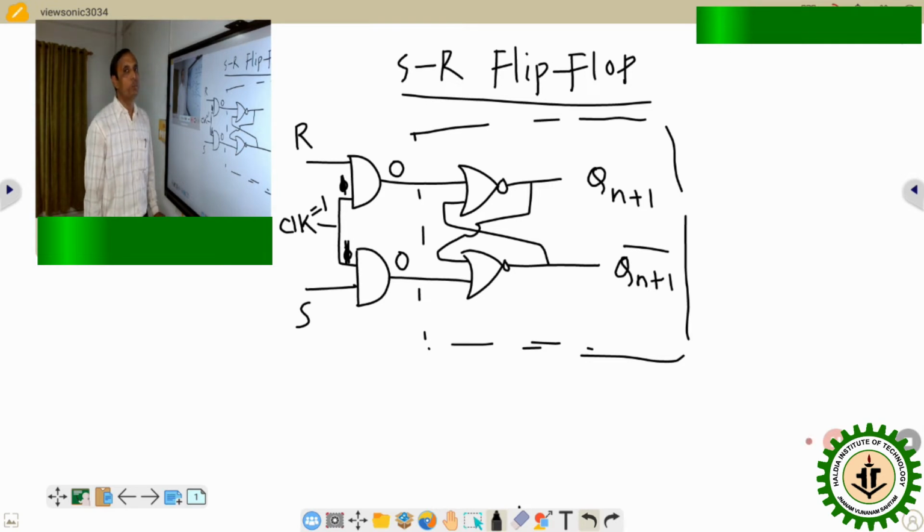If the input is 0 0, it will be unchanged, but if it is 0 1 or 1 0, accordingly it will change the output. So this is basically the difference between flip-flop and latch. It is SR flip-flop. So what will be the characteristics table of this SR flip-flop?